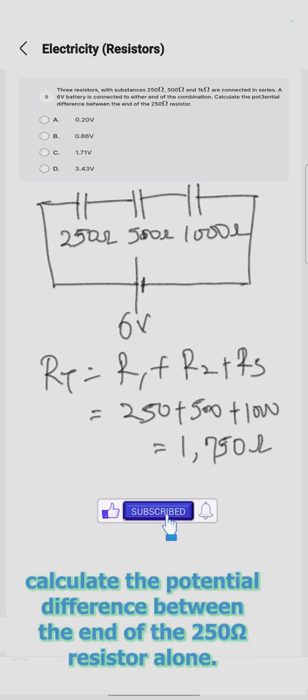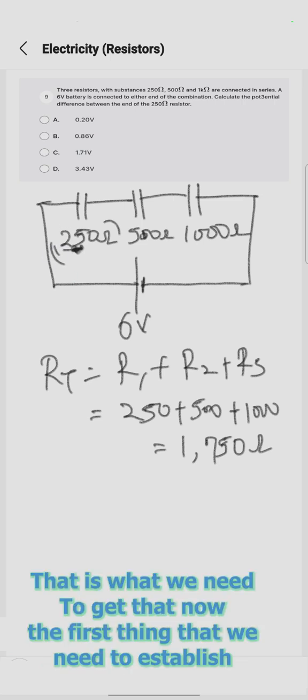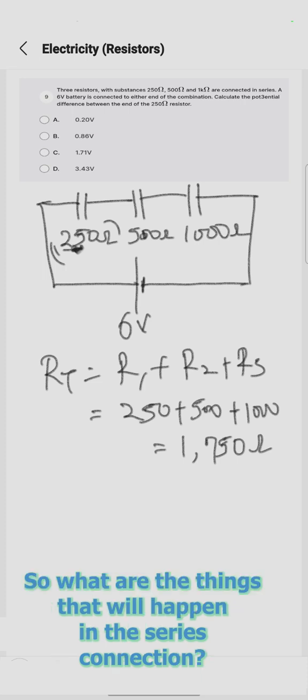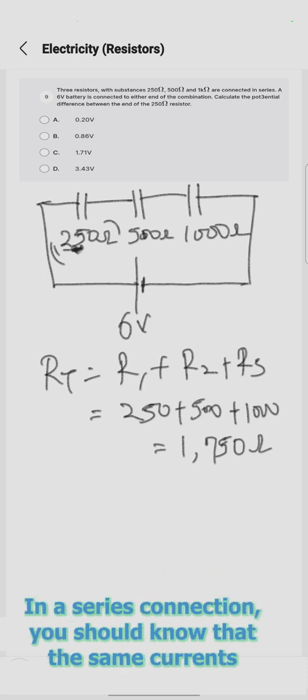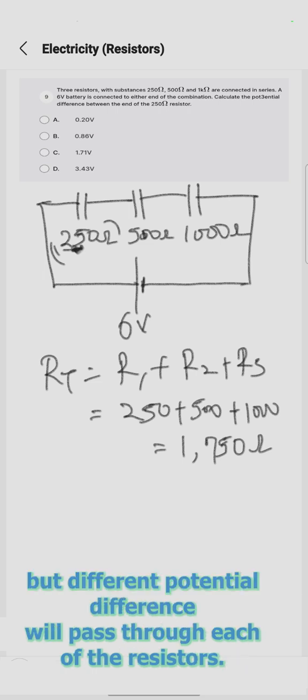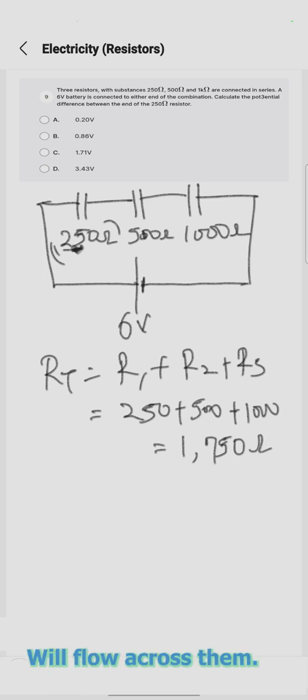It says calculate the potential difference between the ends of the 250 ohm resistor alone. So we need the potential difference across this 250 ohm resistor here. That is what we need. To get that, the first thing that we need to establish is that this is a series connection, right? So what are the things that will happen in a series connection? In a series connection, you should know that the same current will pass through all the resistors, but different potential difference will be across each of the resistors. Let me take that again. The same current will flow across the resistors, but different potential difference will be across them.